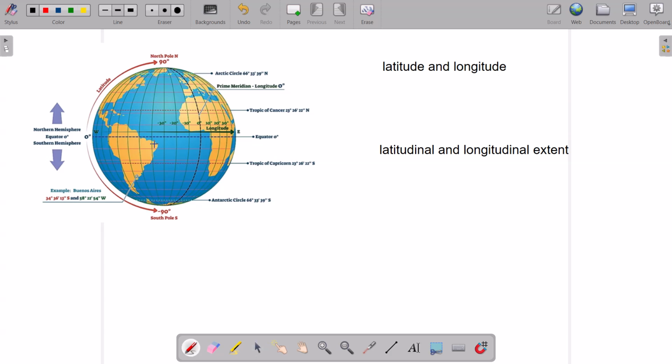And these lines, when they are vertical like that, they represent longitude. When lines are horizontal like that, they represent latitude. Latitude can be north or south. Longitude can be west or east.